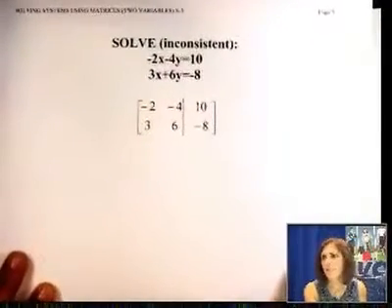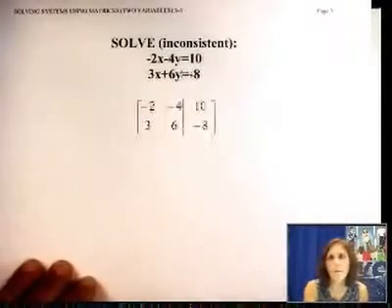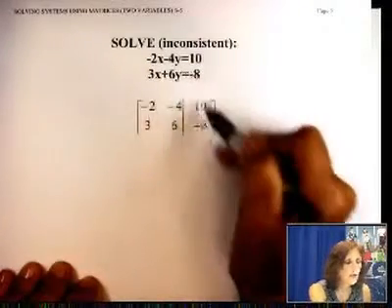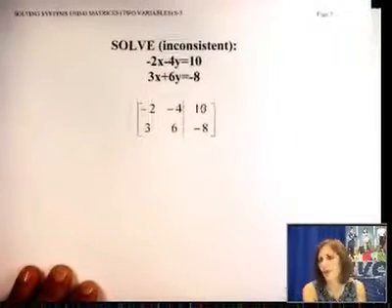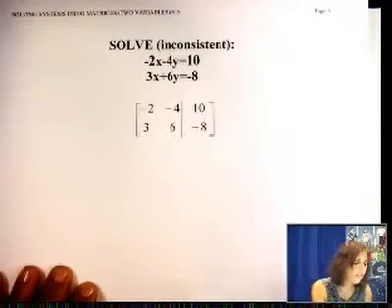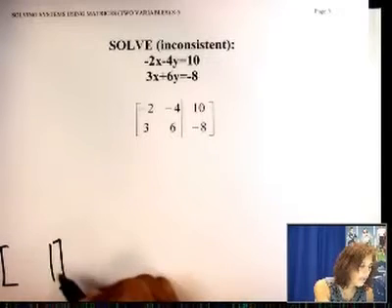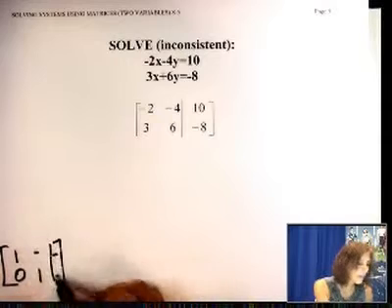Let's look at this problem. I put everything on the left, x and y, line them up. Then I'm going to put the coefficients negative 2, negative 4, 10, 3, 6, negative 8. All right, what am I going to do? So remember, I want to go here. I want to have a 1 here, 0 here, and a 1 here. It doesn't matter what's in here.